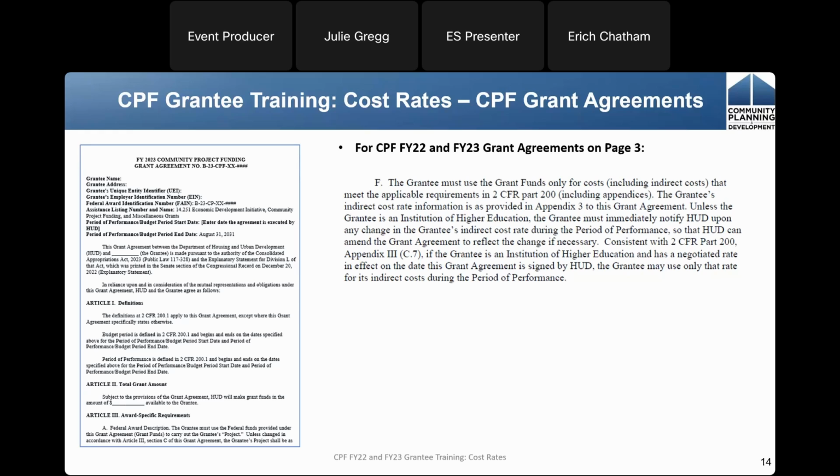Unless the grantee is an institution of higher education, the grantee must immediately notify HUD upon any change to the grantee's indirect cost rate during the period of performance. So keep that in mind should your rate change.